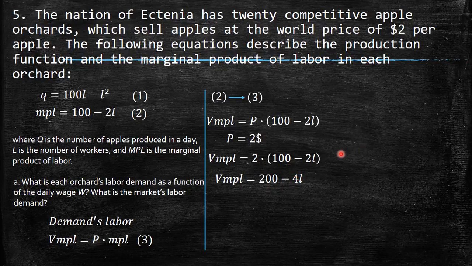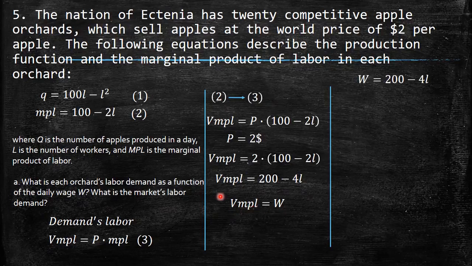Right? And remember the condition of the maximization of the producer. So we have here that the value of the marginal product of labor is equal to the wage, which is the marginal revenue equal to the marginal cost. Then here we have that W should be equal to the value of the marginal product of labor, which is 200 minus 4L, right? Then remember that they say the labor demand as a function of the daily wage W. Here we have the opposite. We have the L, right? Here we have the W.